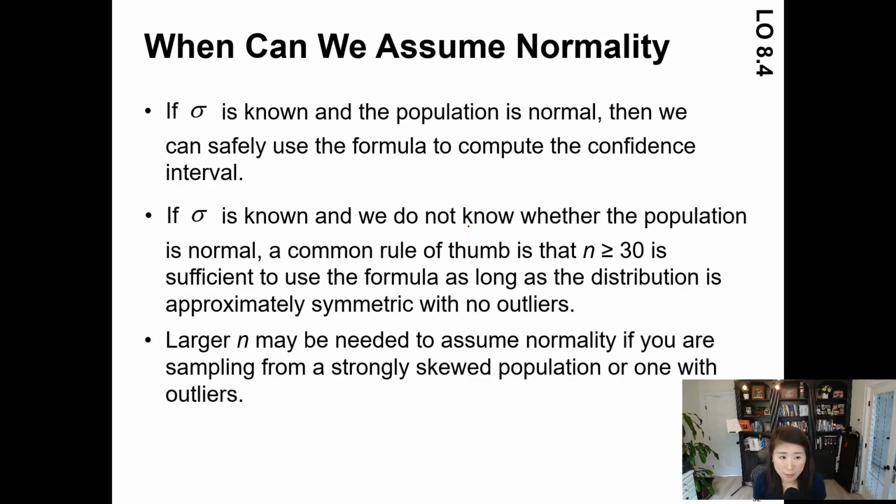Now, as we said, we are assuming it follows a normal distribution. If the sigma is known and the population is normal, then we can safely use the formula to compute the confidence interval. If the sigma is known and we do not know whether the population is normal, we need to make sure the sample size is at least 30, and then we can use the formula, provided there is no outlier and the distribution is symmetric. A larger sample size will be needed to assure a normal distribution if the population is very skewed. So basically, here is the application of the central limit theorem.